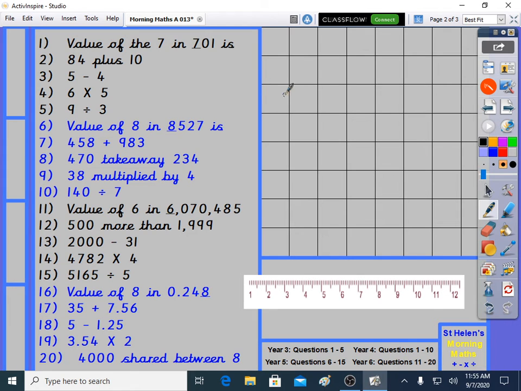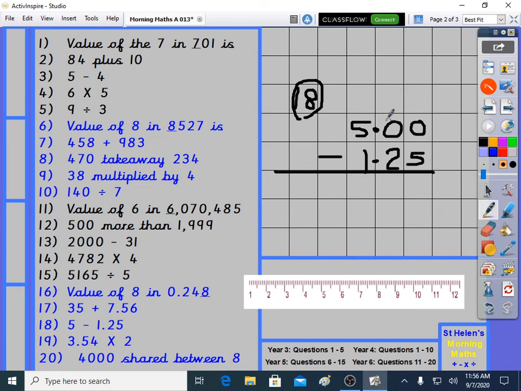Don't be fooled by question 18. Biggest number goes to the top. 5 is bigger than 1 and a bit. So 5 goes at the top and 1 and a bit goes underneath. 5 has a decimal place on the end. It's just invisible. If there's no decimal point, where does it go? At the end. So we can make it 5.00 take away 1.25. 5 is the biggest number because 5 is bigger than 1 and a bit. And in take away, the biggest number has to go at the top.